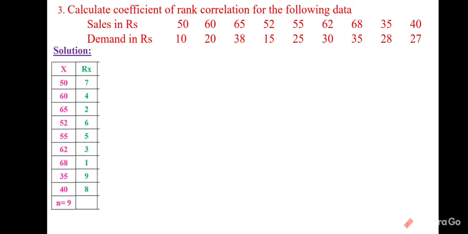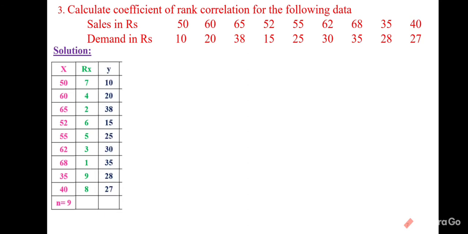Highest value is 68, rank 1. Next highest value is 65, rank 2. Next highest is 62, rank 3. Next highest is 64, next highest is 55, rank 5. Next is 52, rank 6. Next is 57, next is 48, and the last value is 35, rank 9. So the ranks 1, 2, 3, 4 and so on are given. Similarly, we can give the ranks for the y values.